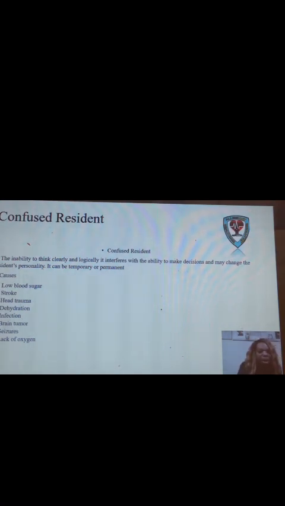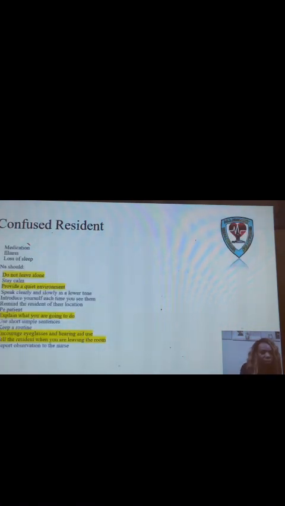And some of the causes of confusion can be low blood pressure, the person is having a stroke or recently had a head trauma, they are dehydrated, they may have a severe infection, they can have a brain tumor, seizures, and lack of oxygen. Some things that can cause the resident to be confused are medication, illness, and loss of sleep. What should you do as a nursing assistant?